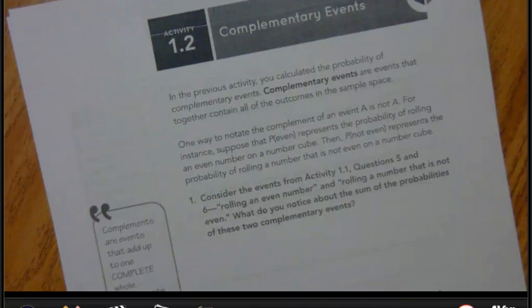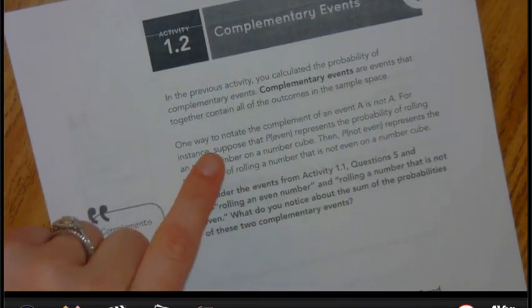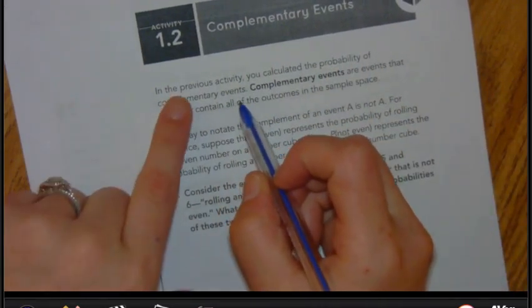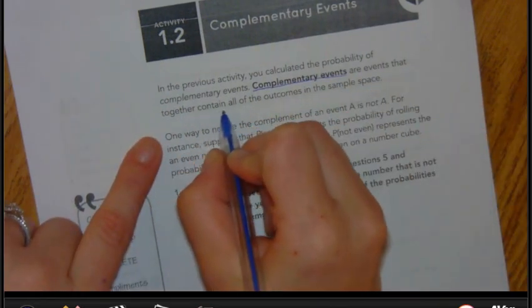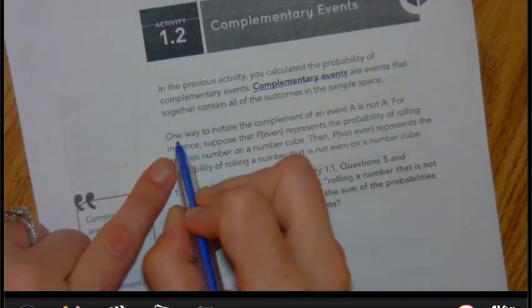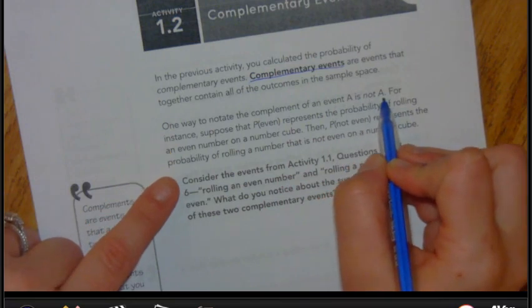All right, looking at activity 1.2, we're going to continue on. So in the previous activity, you calculated the probability of complementary events. Complementary events are events that together contain all the outcomes in the sample space. Okay, so one way to notate the complement event of A is not A.